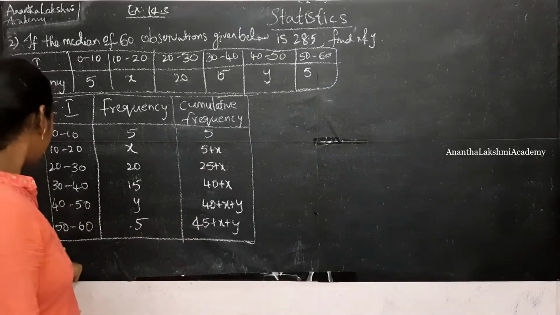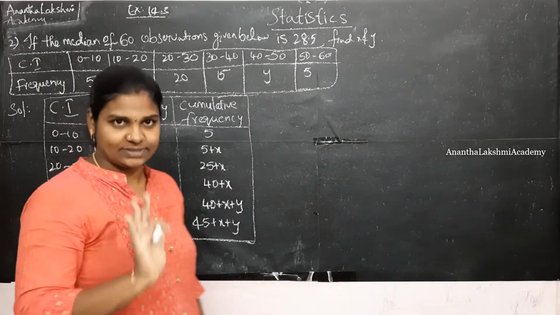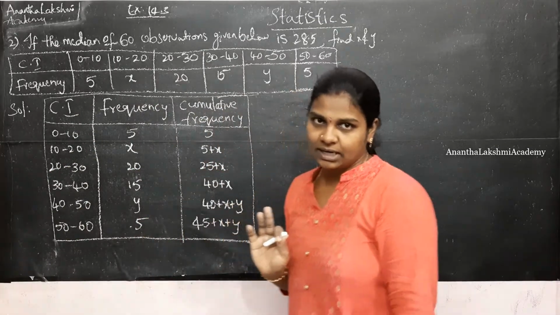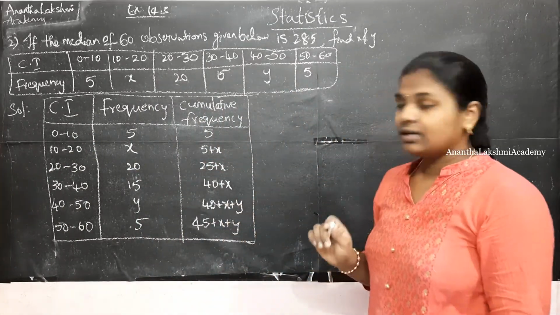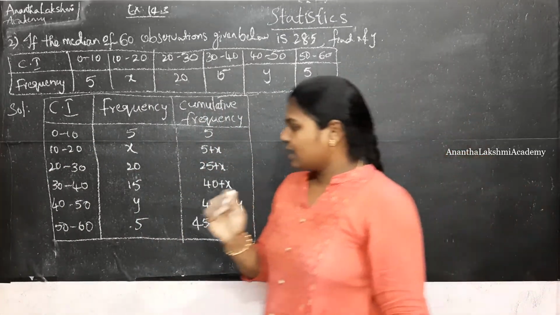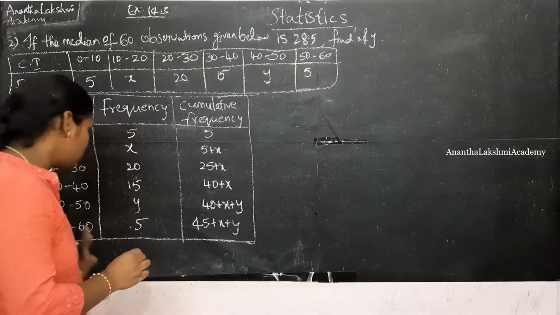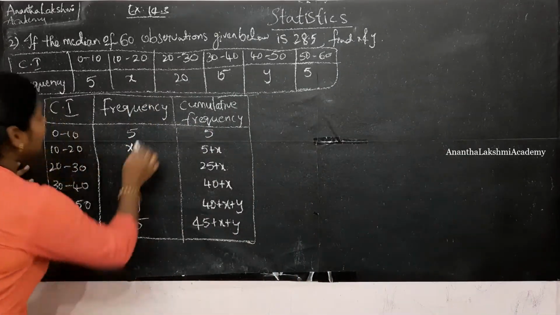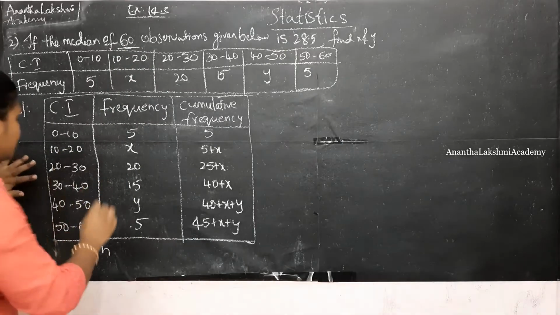Let us figure out what is the median class first. We have to figure out the median class in order to solve the median. Okay, what is n by 2? What is n? He gave that it is for 60 observations, isn't it?